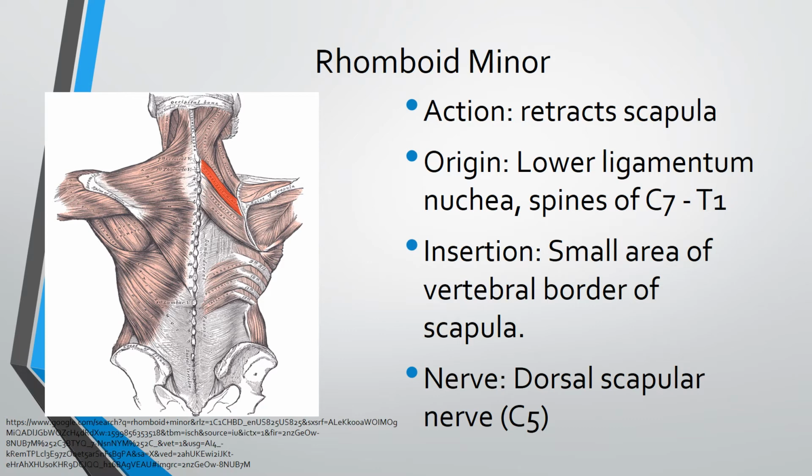The rhomboid minor originates in the lower ligamentum nuchae of spines of C7 through T1. The action is to retract the scapula as well, and it inserts on a small area of the vertebral border of the scapula. The nerve is the dorsal scapular nerve, C5.